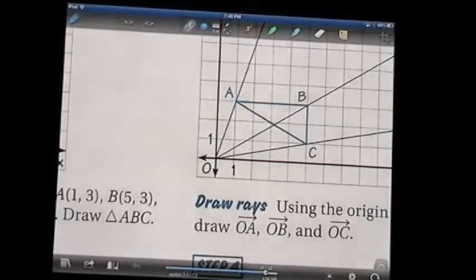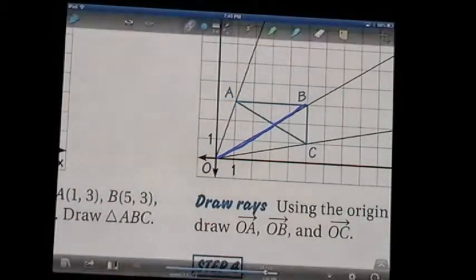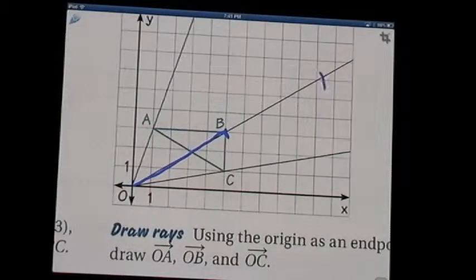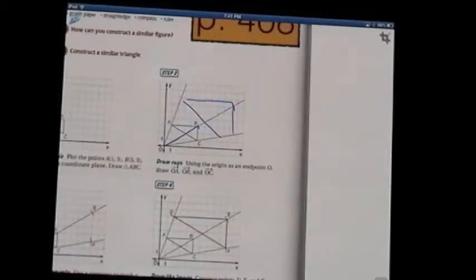And you're going to do the same thing for OB. You're going to measure that distance, and then you're going to put another arc out here. And then the same thing for OC. And you can call this A prime and B prime and C prime, and then you're going to connect and draw your triangle out here just as they've shown.